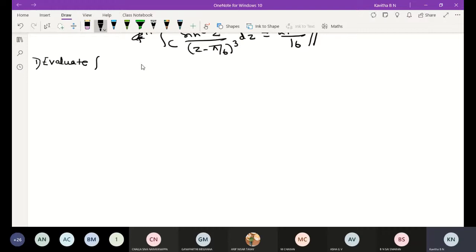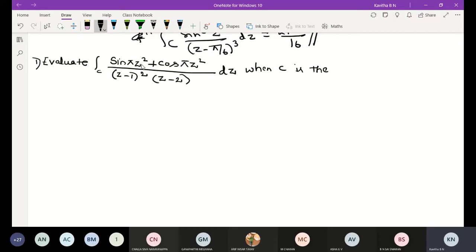Integral over C of (sin πz² + cos πz²) divided by (z − 1)² (z − 2) dz, where C is the circle |z| = 3. Okay, then write the solution.